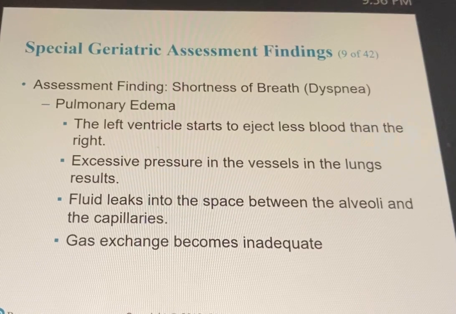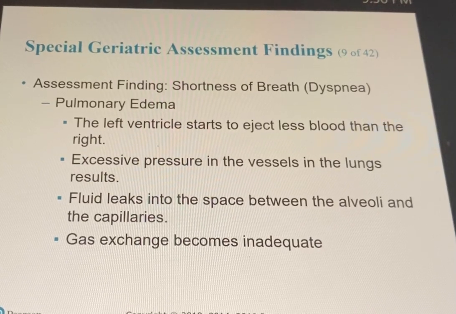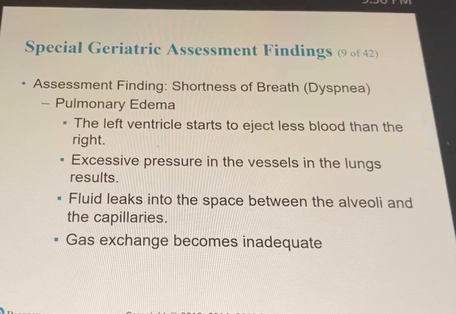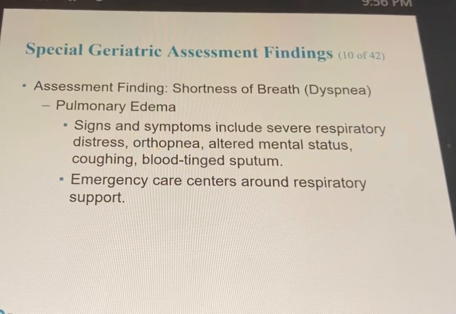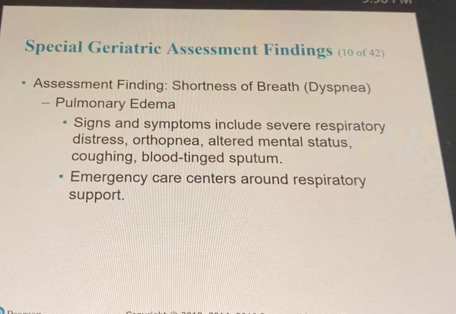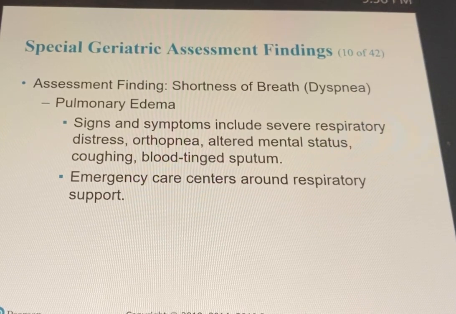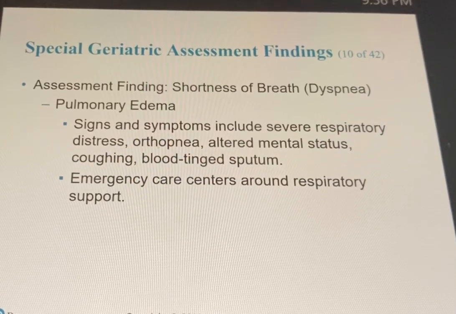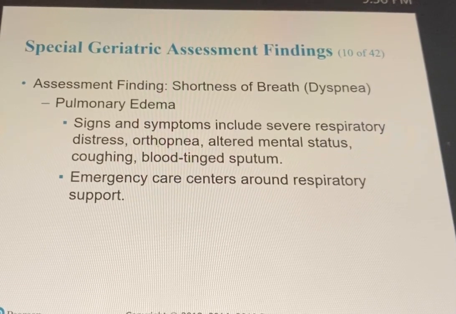Okay. Pulmonary edema or fluid in the lungs can have a gradual or sudden onset and can result in death if proper emergency care is not provided. Emergency care includes administering oxygen to maintain an SpO2 of 94 or greater, placing the patient in Fowler's, monitoring for inadequate breathing, and transport.